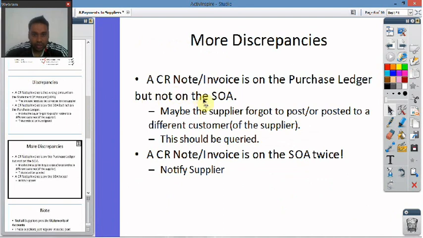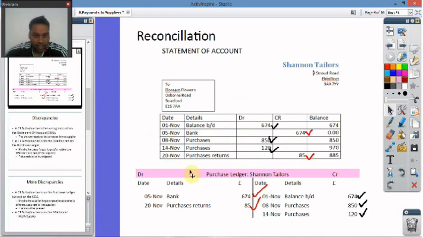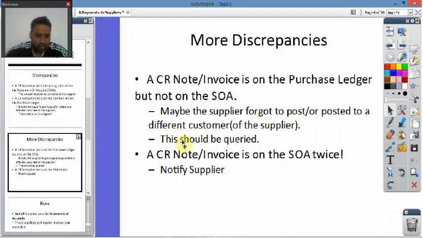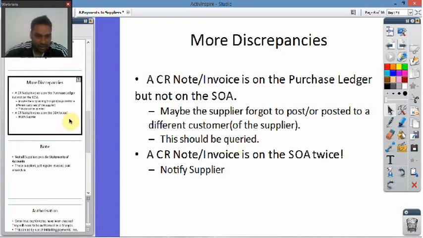A credit note or invoice is on the purchase ledger but not on the statement of account. So it's in our accounts here but not in the statement of account provided by them. They may not have posted it, or maybe they posted it to a different customer. Obviously we should query that. We don't like paying for things, but we have to sometimes. This is the nature of accounting.